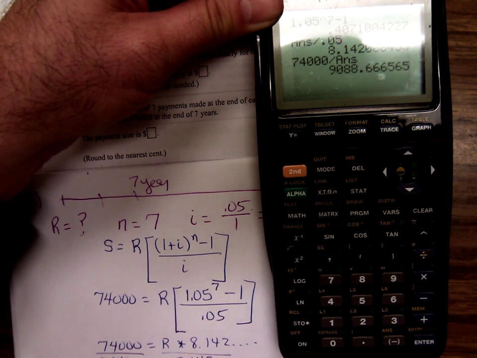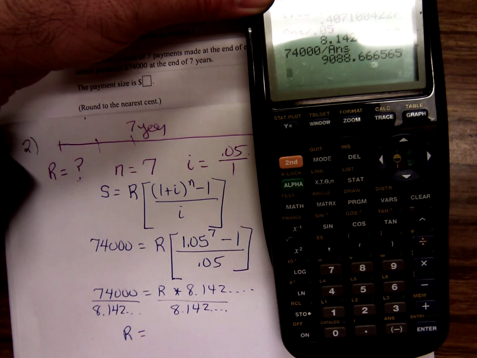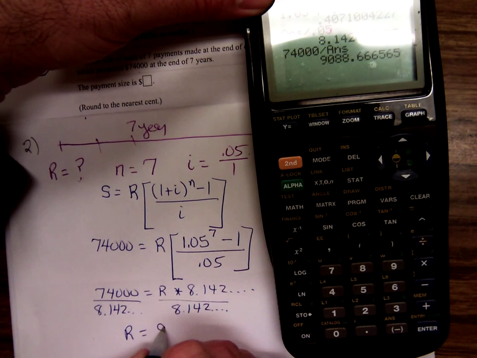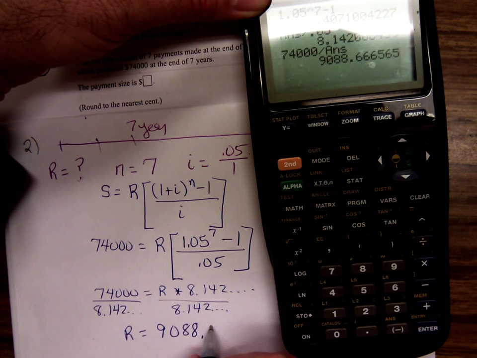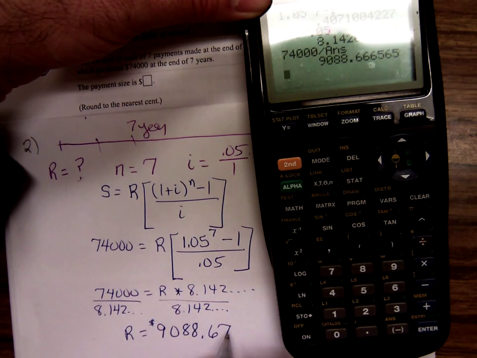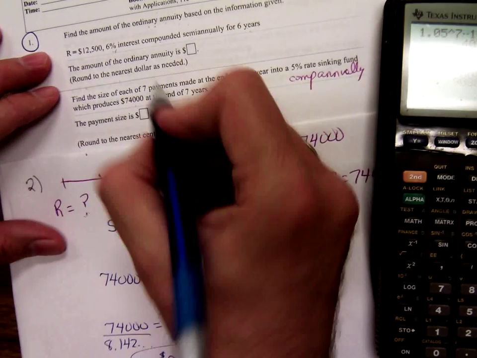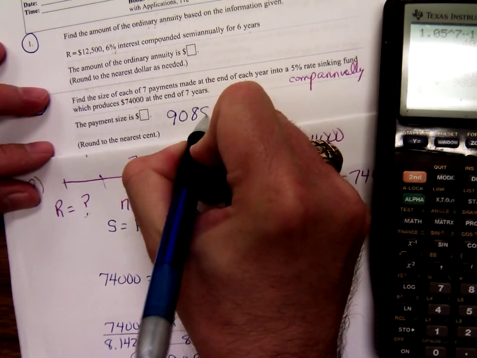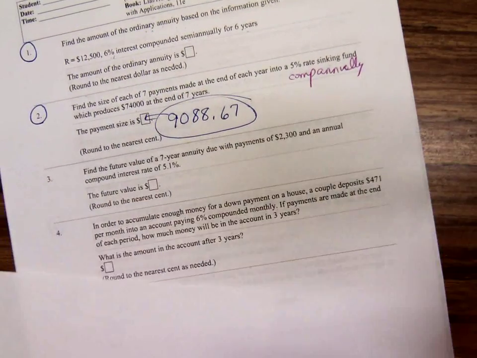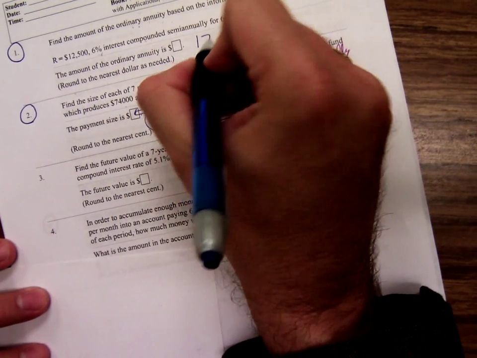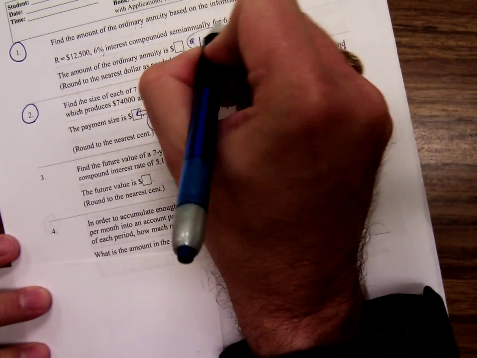So the amount of the payment is $9,088, and this says round to the nearest cent. So would y'all call that 67 cents? Okay, just to make sure I'm answering these questions. $9,088.67, that goes there. And on the first one, what was it? $177,400, and that goes in there.